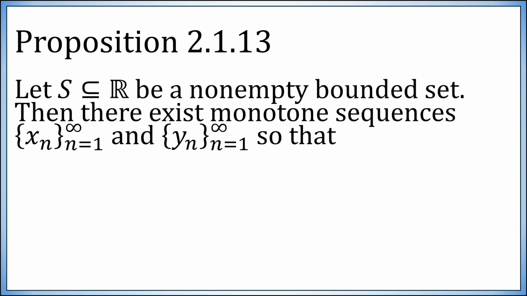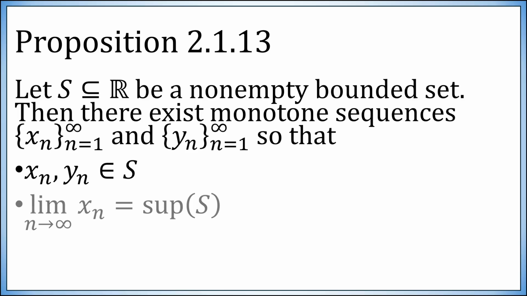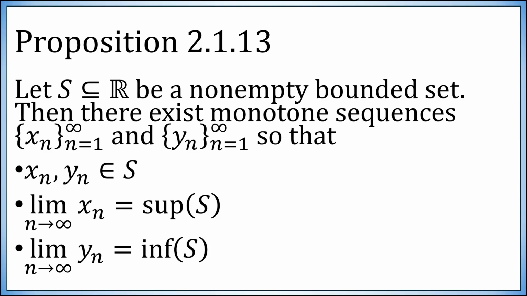Now we have proposition 2.1.13, a nice little result we'll cite once or twice in the future. The proof is left as an exercise. We're merely stating the result here. Suppose you have S, which is not empty and is bounded. Then there are monotone sequences xn and yn that satisfy a few conditions. First, they're drawn from the set S. So every element of both sequences is drawn from the set S. However, xn is converging to the sup of S and yn is converging to the inf of S.